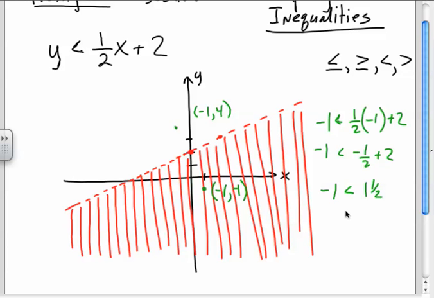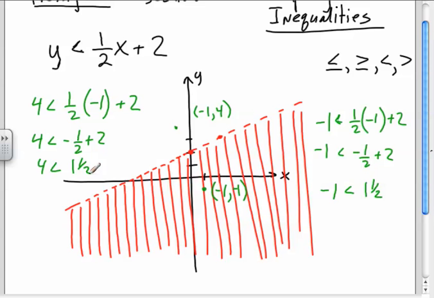Okay? The other one, and I'm going to do it very quickly: 4 is less than 1/2 times -1 plus 2. 4 is less than -1/2 plus 2. 4 is less than 1.5. That's not true. And of course it's not true because this point, (-1, 4), is not in the shaded area. Alright guys, good job. Let's look at the first example.